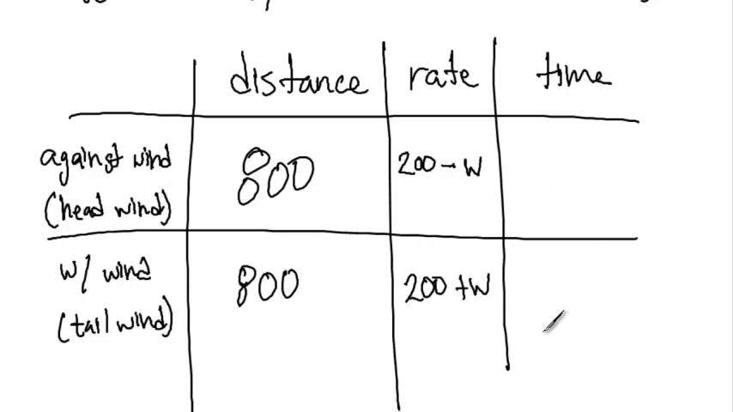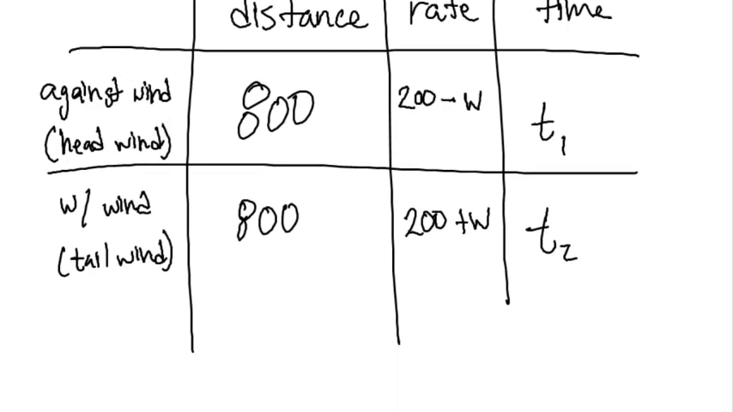And so maybe what I'll do is I'll say that this is time 1 and this is time 2, and then I'll make myself a little note that says T1 plus T2 equals 8 hours and 20 minutes. Okay?